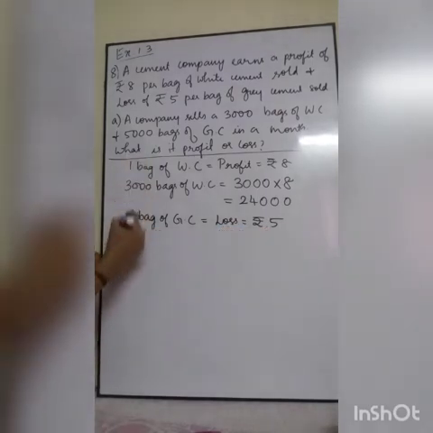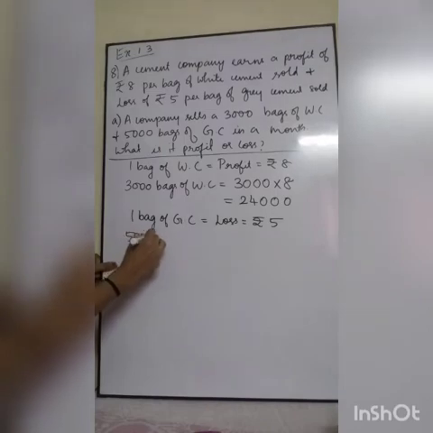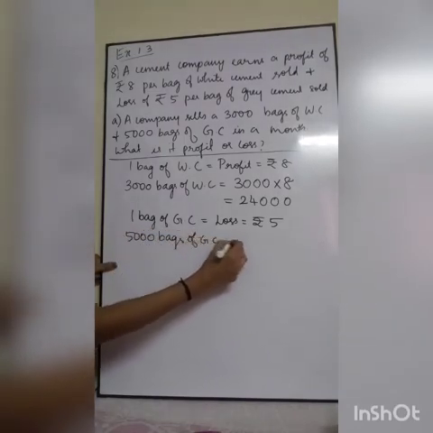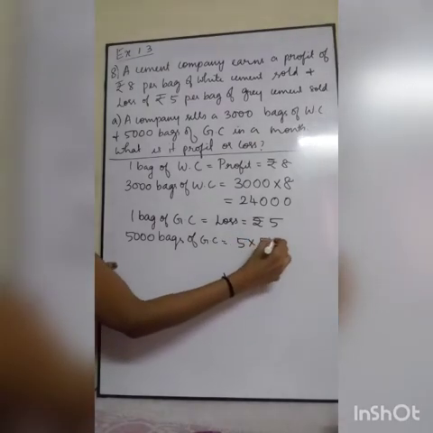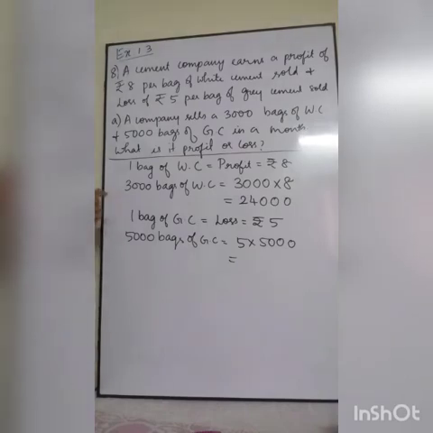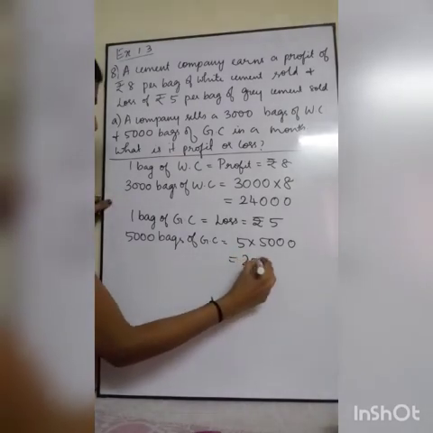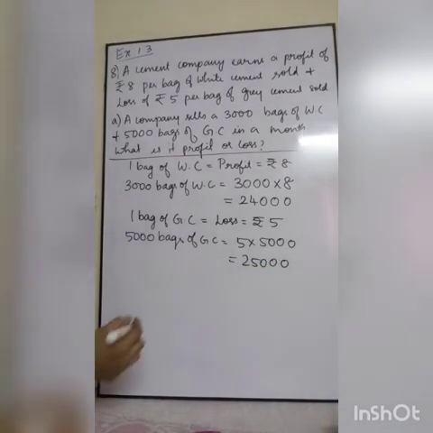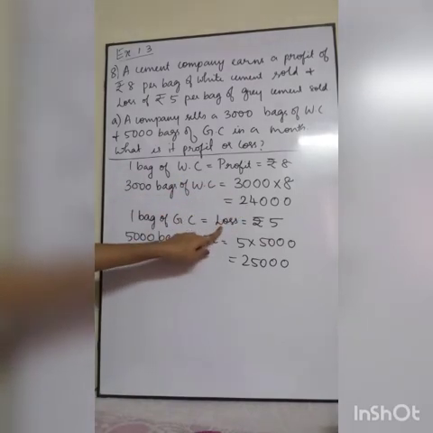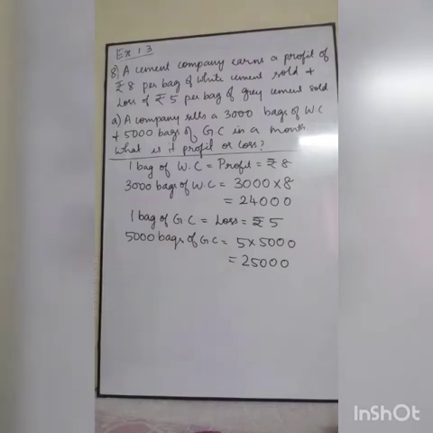Now how many bags are they selling? 5000 bags of grey cement. So 5 into 5000. 5 5s are 25. So here the profit they are getting is 24,000. Here the loss they are getting is 25,000. So what they are doing here is getting both profit as well as loss.